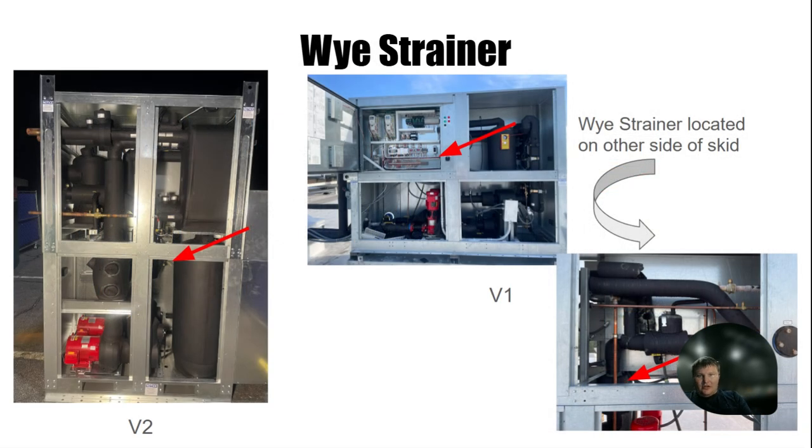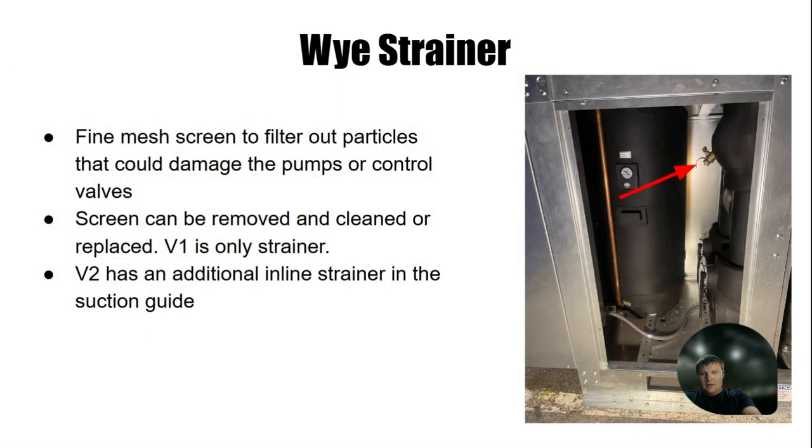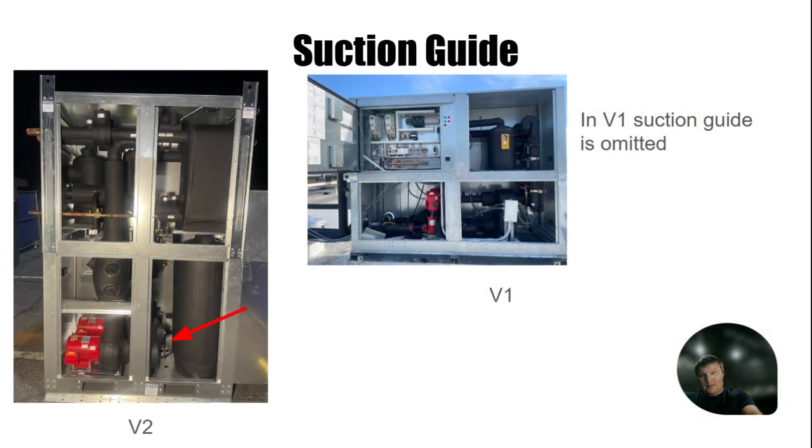Here's our Y strainer. Y strainer is just a fine mesh screen. Think of it like a filter. It filters out large particles that could damage the pump or control valves. The screens can be cleaned or removed. Version 2 has an additional screen in the suction guide that we're going to talk about next, and that has to be cut out of the way.